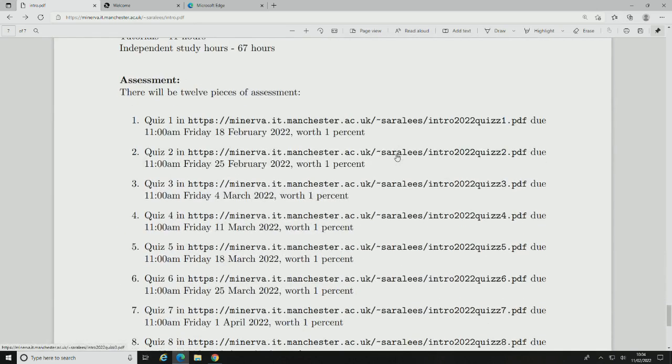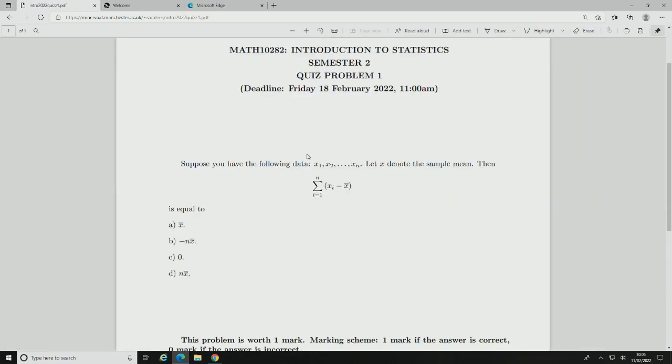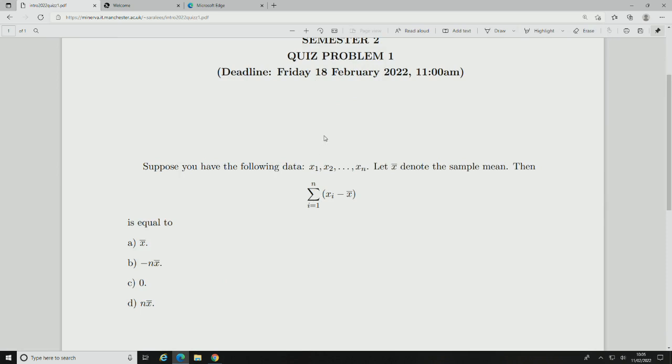Right, now assessment. This is an important part of the course. You will have quizzes every week. Starting next week, there will be quizzes every week. And each quiz is worth 1 mark, 1 out of 100. So for example, the quiz that is due next Friday by 11 a.m. is this one here. It's not difficult at all.